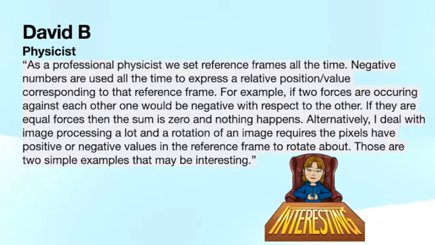First one is from David, who is a physicist. David writes, as a professional physicist, we set reference frames all the time. Negative numbers are used all the time to express a relative position or value corresponding to that reference frame. For example, if two forces are occurring against each other, one would be negative with respect to the other. If they are equal forces, then the sum is zero and nothing happens.